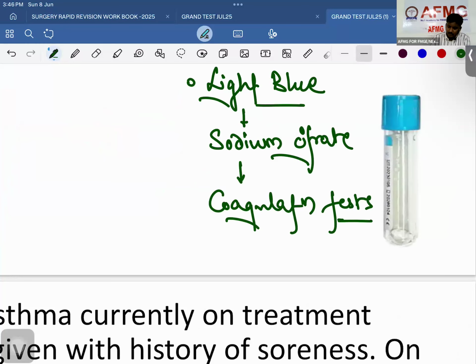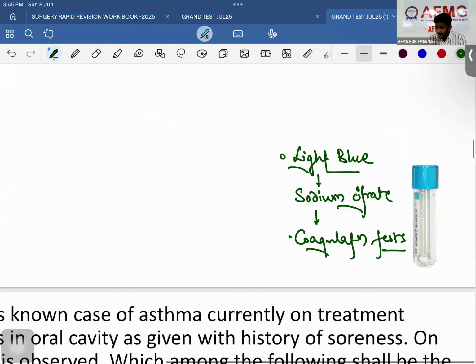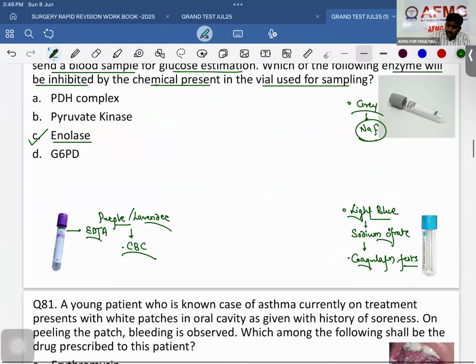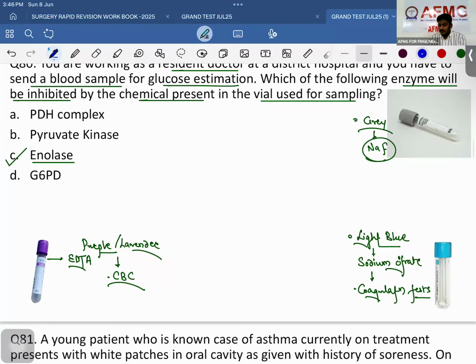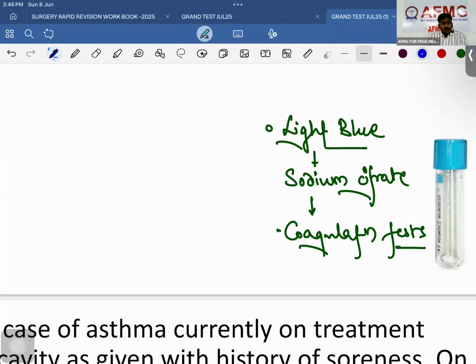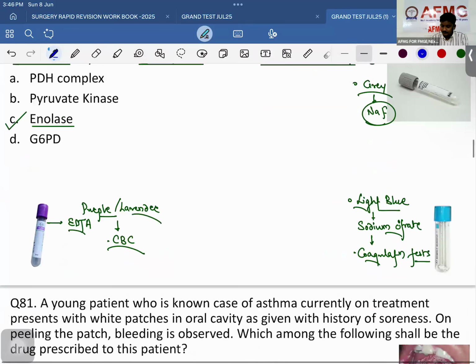Okay, bleeding time for all of them, definitely for coagulation test. You can collect the sample in the light blue color vial, beta. That is what is important to be remembered. Hopefully that's clear to all of you now.